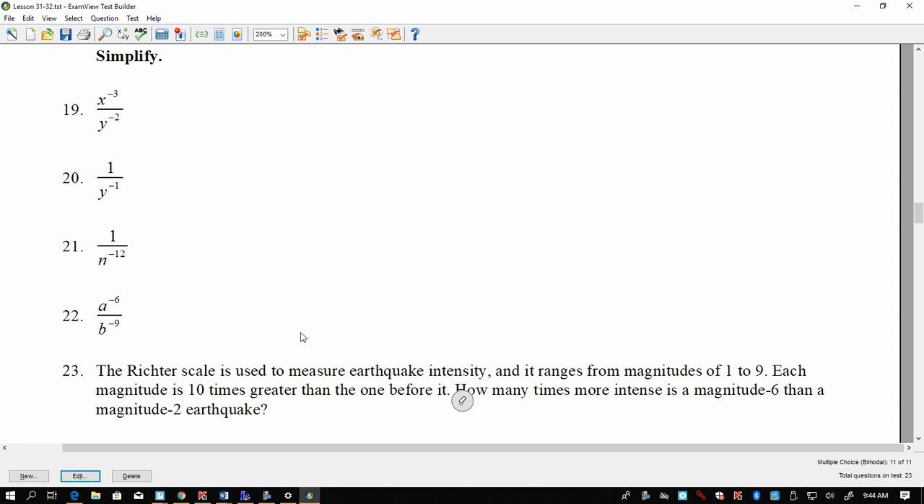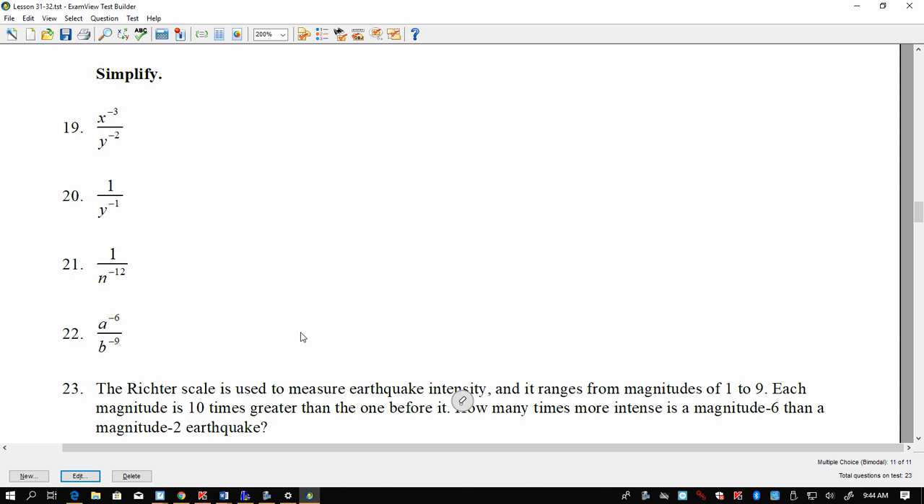All right. Let's look at something like 20. What's that answer going to come out to? Anybody know? It's just y, right? Because what do I want to do with that y to the negative first? Bring it up, right? So it becomes y to the first. Do I need the first? It's just y, right? The same way with 21. That's going to be z to the 12th, right, as I bring it up. With 22, I'm just going to switch places. So I'm going to get b to the 9th over a to the 6th, right? That's how I'm going to get positive exponents there. Same thing with 19. 19 is going to be y squared over x cubed.